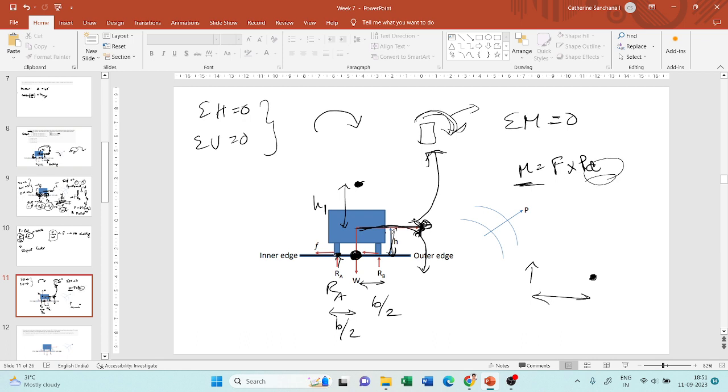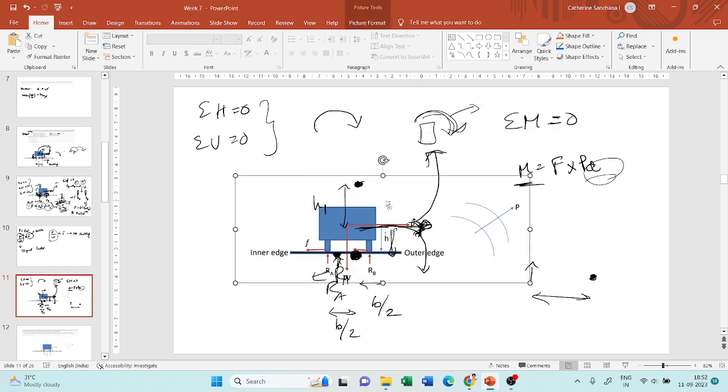You can take moment about any point. If I take moment about this point, then the moment due to Ra will become 0, because there is no perpendicular distance between the point where Ra acts and the point where I am taking moment. Okay, so these are just basics which I wanted to say.